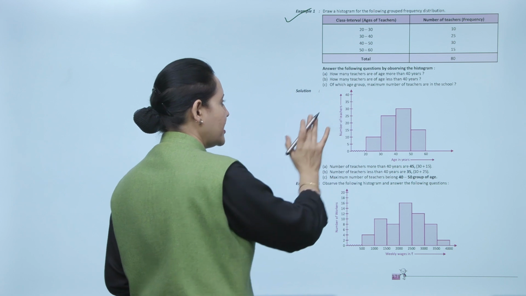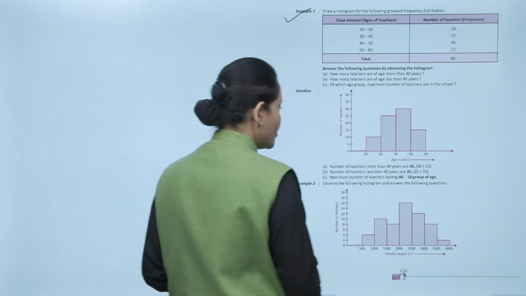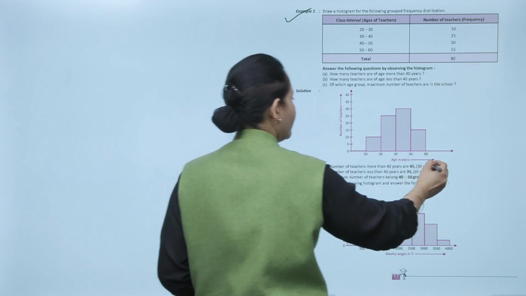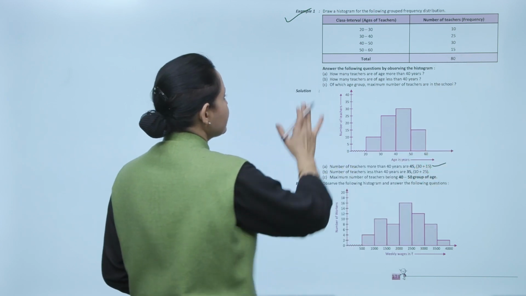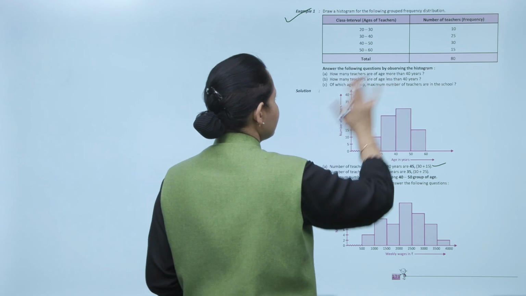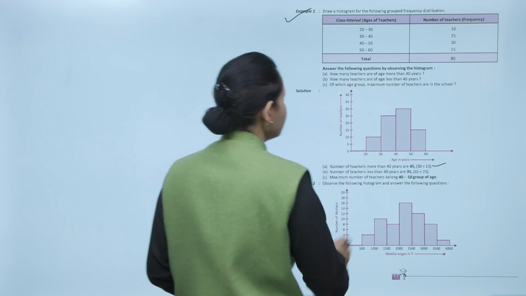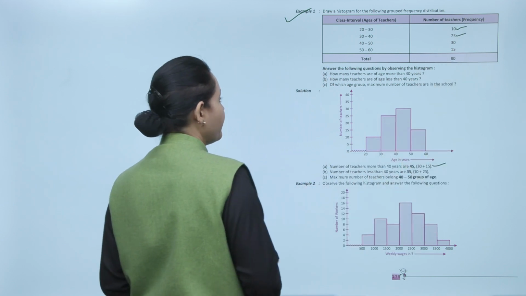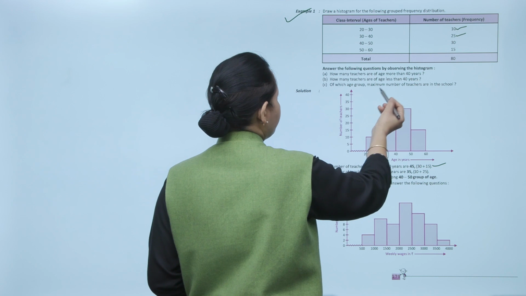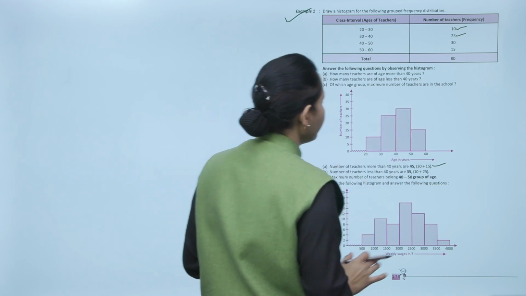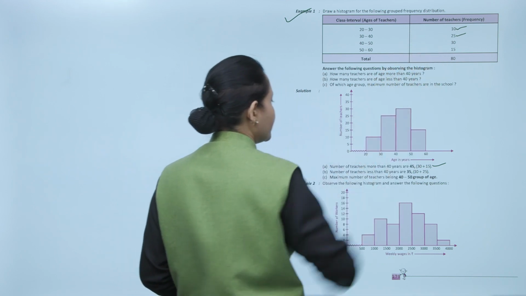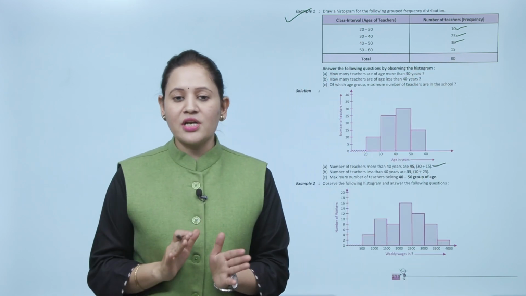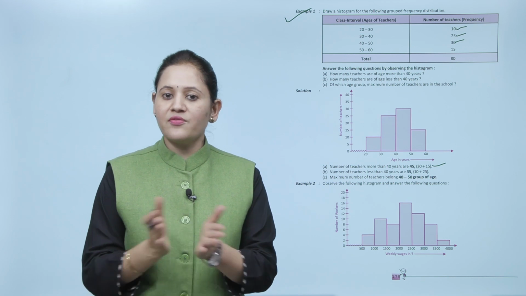First, how many teachers are of age more than 40 years? More than 40 years, that is 30 plus 15, total 45. Next, how many teachers are aged less than 40 years? Less than 40 years, 10 plus 25, that is 35. Of which age group are the maximum number of teachers in school? 40 to 50. So by looking at the histogram, we can answer the given questions.